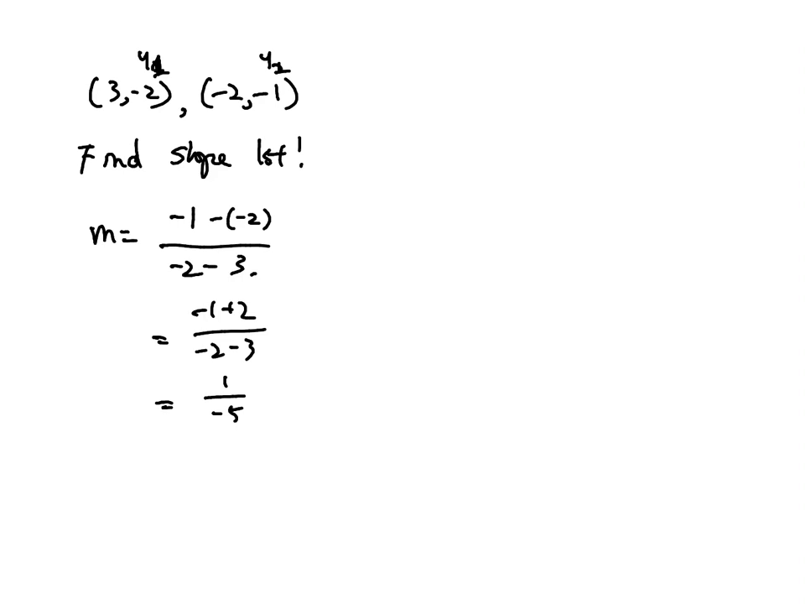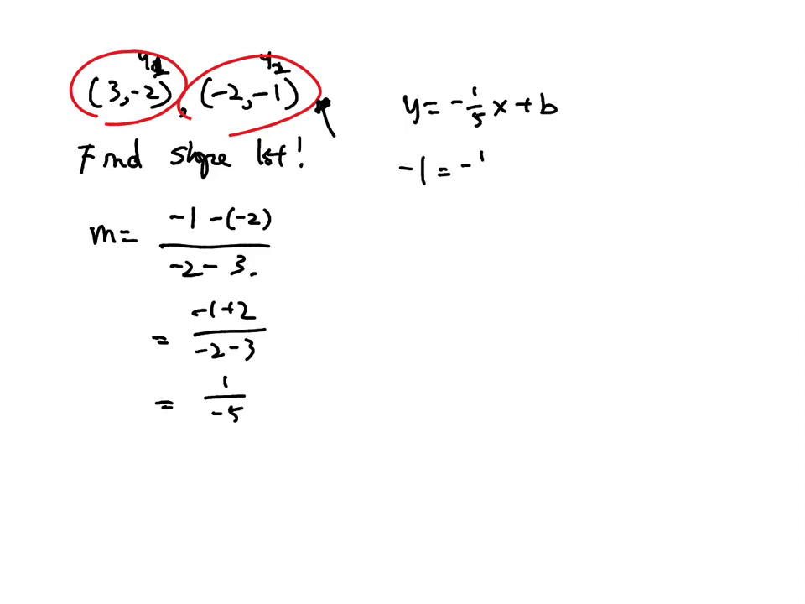Okay. Alright, so from here we've got our slope. So put it back in. y equals negative 1/5 x plus b. I don't care which point you choose. You just gotta pick one. I'm going to pick this one because the numbers are smaller. So you get negative 1 equals negative 1/5 times negative 2 plus b. Negative times negative is positive, so negative 1 equals 2/5 plus b.